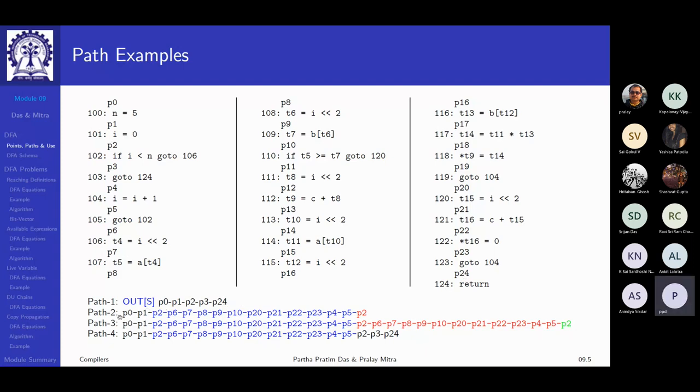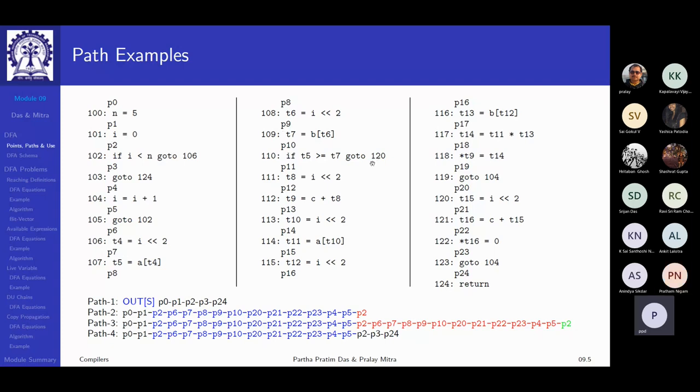Or a path could be P0, P1, P2. Then it could go to P6, P7, P8, P9, P10, and you have a condition check, which might take you to 120, which is P20. You can see here, P20, P21, P22, P23, and it brings you back to 104, which is P4. Then you have P5, after which it takes you to 102, which is P2.